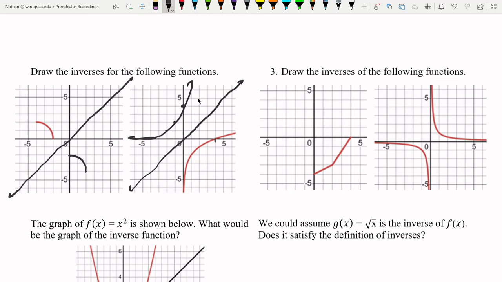Looks something to that effect. You can see that I've just reflected these points across the line here and got an estimation for that. Try it out for yourself in number 3.